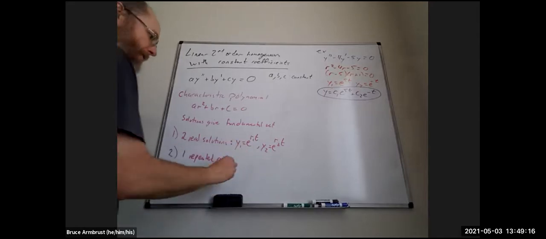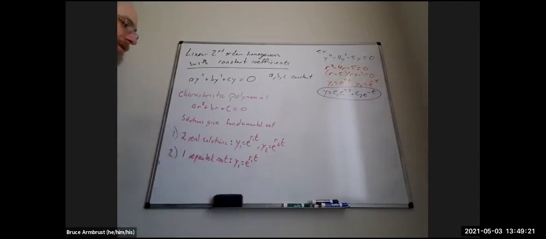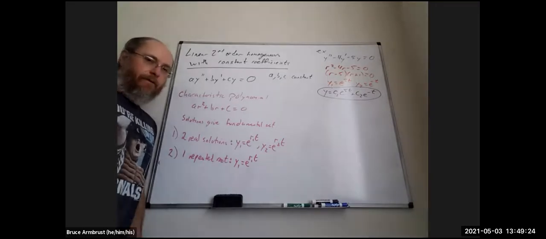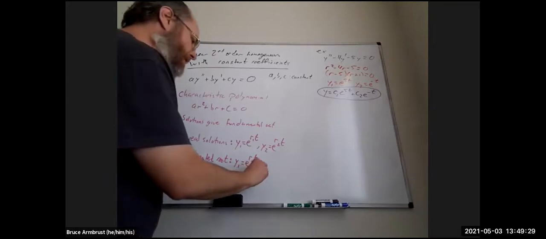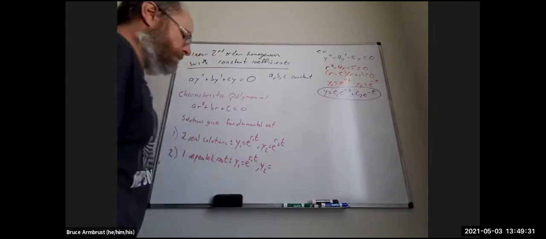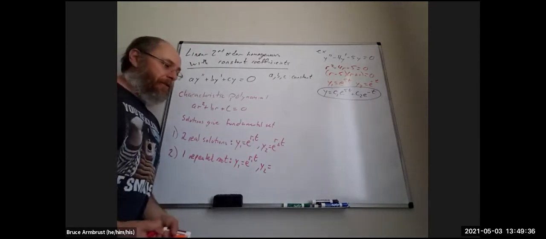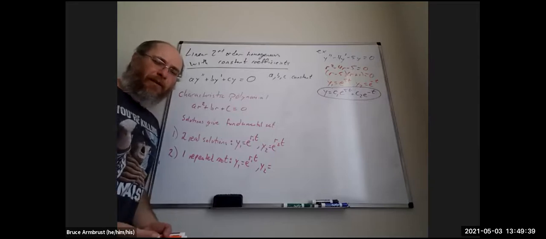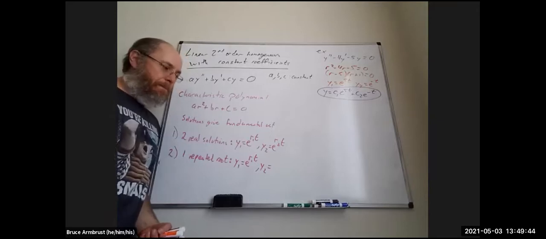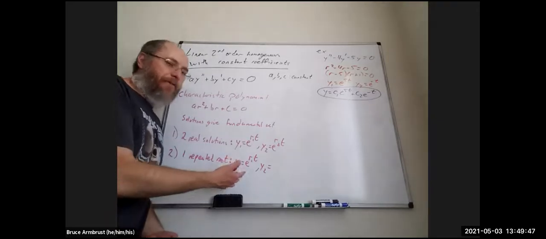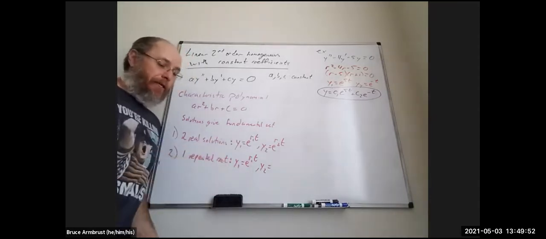And in that case, we saw that one of them was e to the r1t. But the question is, what is the second? And I know that we did a specific one. And that specific one, what did we find? I think it was t times that guy. I forget what our example was, but it was like e to the 3t, and then the other one was t e to the 3t.